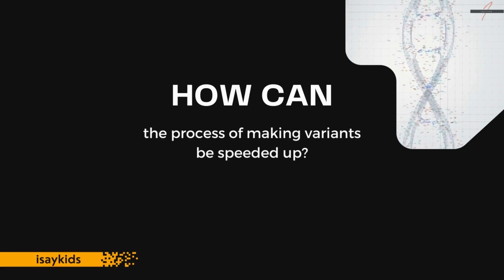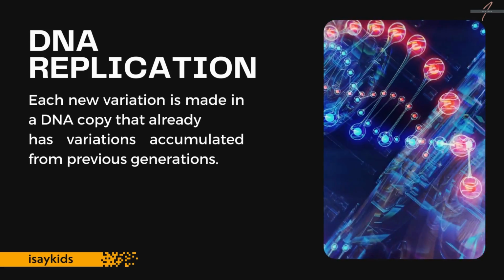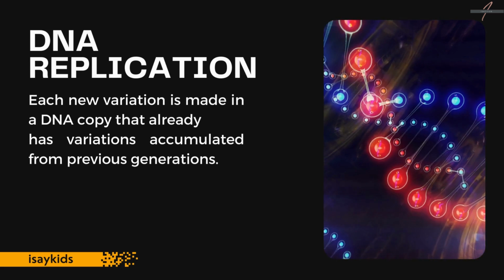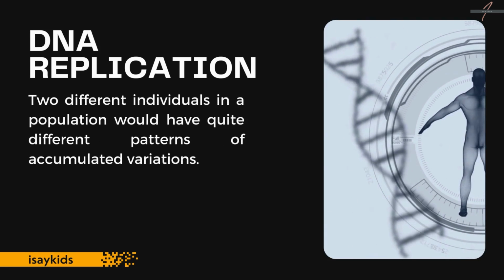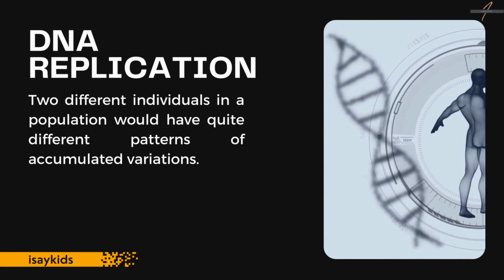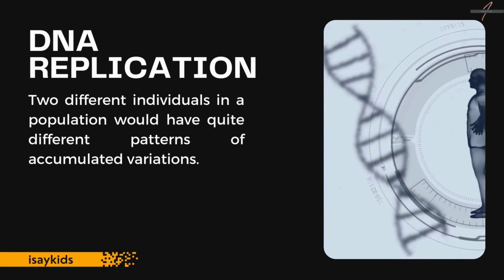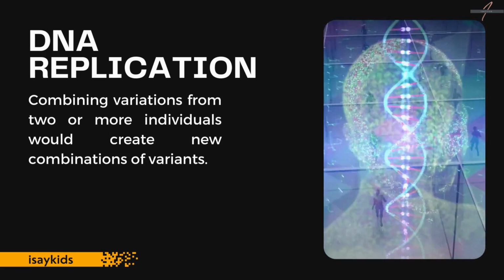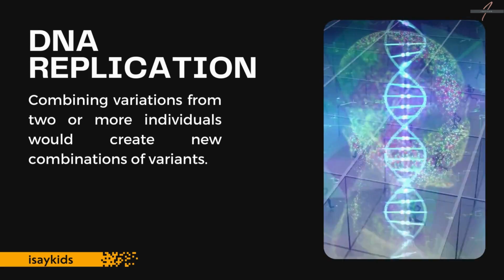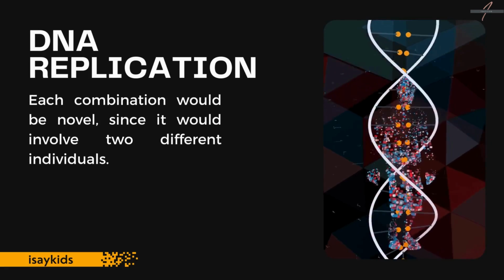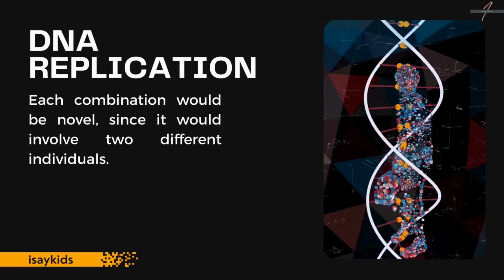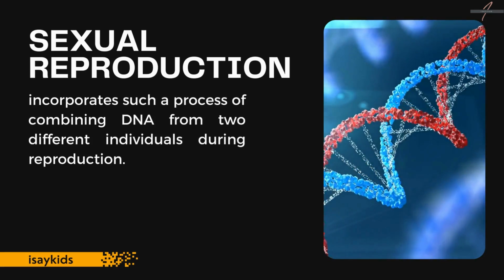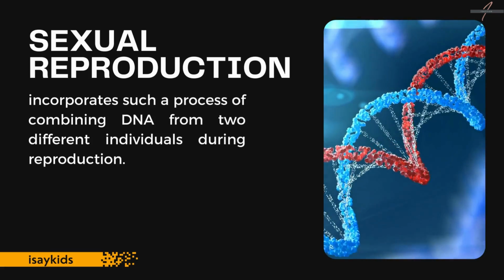So, how can the process of making variants be speeded up? Each new variation is made in a DNA copy that already has variations accumulated from previous generations. Thus, two different individuals in a population would have quite different patterns of accumulated variations. Since all of these variations are in living individuals, it is assured that they do not have any really bad effects. Combining variations from two or more individuals would thus create new combinations of variants. Each combination would be novel, since it would involve two different individuals. The sexual mode of reproduction incorporates such a process of combining DNA from two different individuals during reproduction.